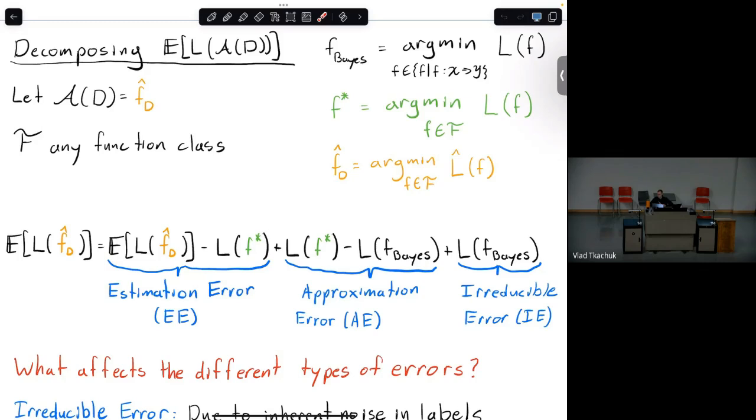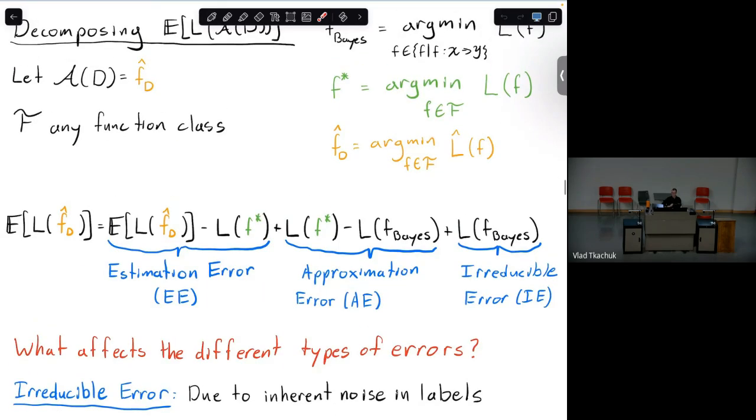F base has all of the possible functions, basically the polynomial degree going to infinity. F star is limited by polynomials, and F hat is limited by polynomials. And it's exactly what we're going to find in these decompositions. F hat is limited by the function class size, which is the polynomials, and by the fact that it has to use data instead of the true distribution.